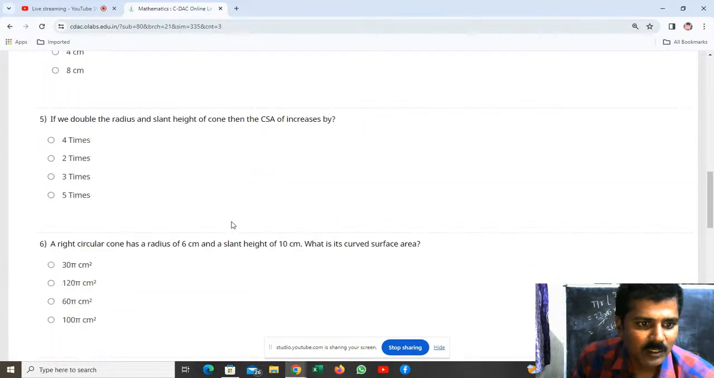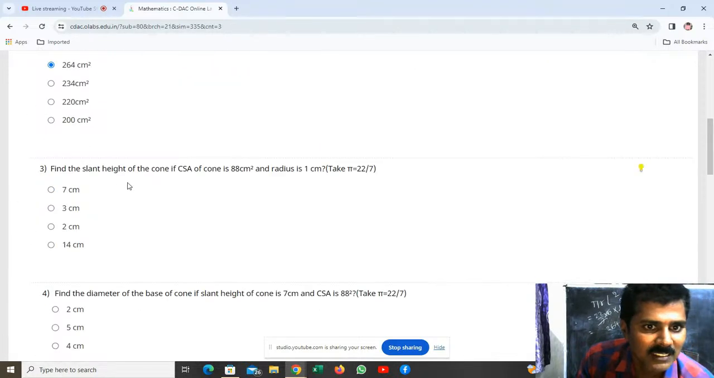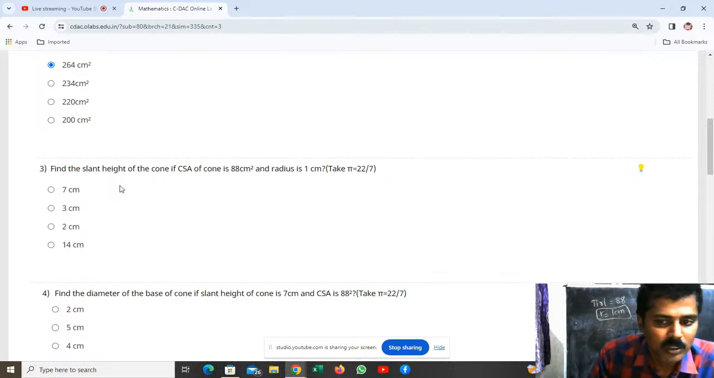Now we'll have only 10 questions over here. After completion of 10 questions, we'll conclude the class. See, now the third question is different. Find the slant height of the cone if the CSA of a cone is 88 centimeter square and radius is 1 centimeter. So the formula is the same, but they have given pi r l equals 88 and r equals 1 centimeter. Then find the value of l. So I'm waiting to see the answer. Will you try it?